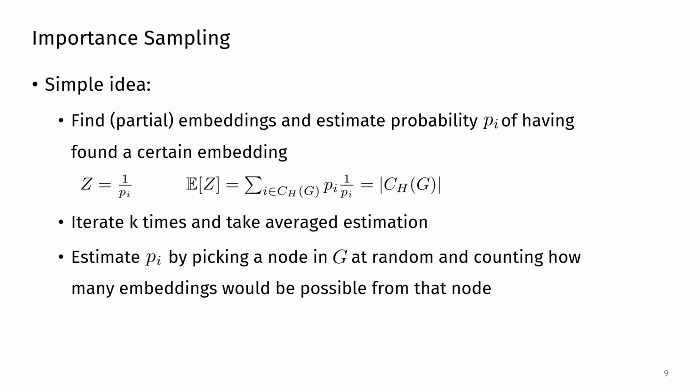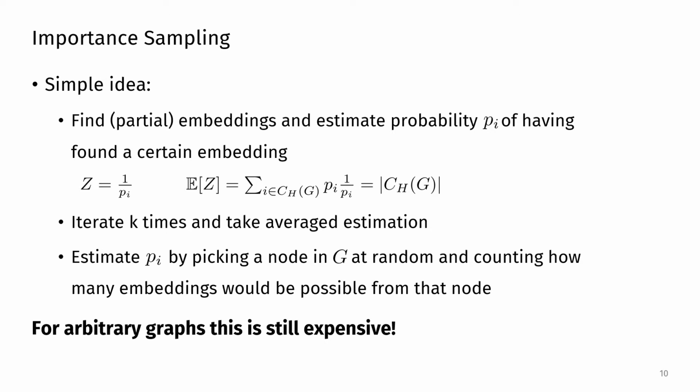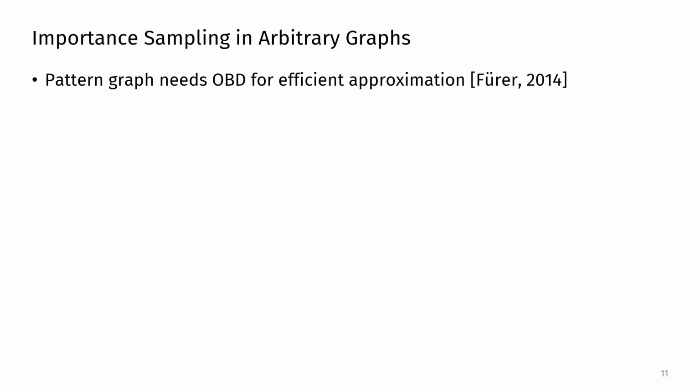To estimate this pi, you can pick one node in your large graph G at random, and then count how many embeddings would be possible from that node on. However, for arbitrary graphs, this is still expensive. In particular, Führer et al. provided an approach to estimating this probability and thus getting an efficient approximation if your pattern graph can be decomposed into an ordered bipartite decomposition.